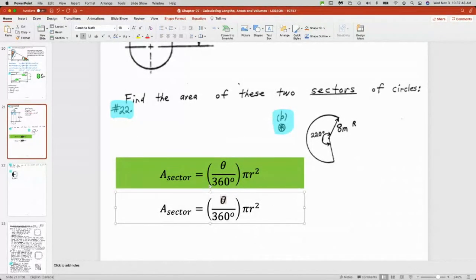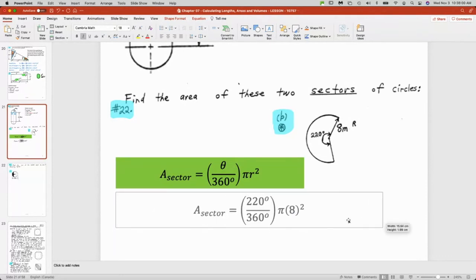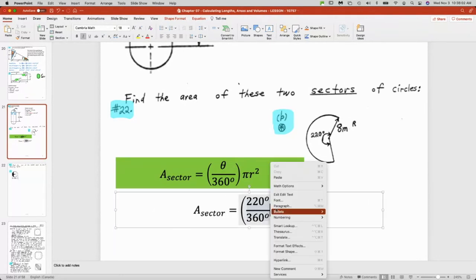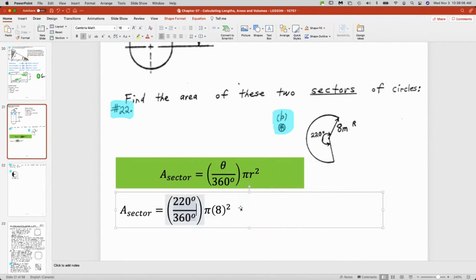Now the angle subtended by the radii is 220, and the radius is 8 meters. It's not a difficult formula to use. It's just a matter of being correct with writing down the angle and not forgetting the order of operations on the calculator. It's a short and sweet question, not meant to be a hard question that way.